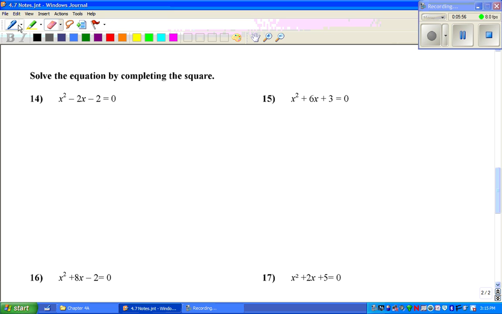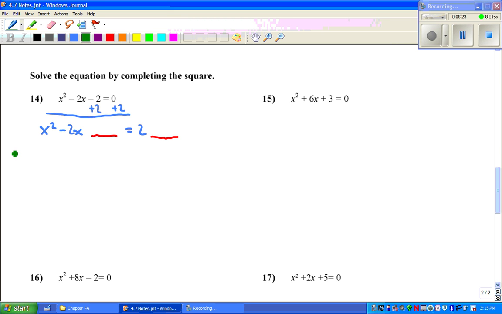So what we're going to do is work on making this side over here a perfect square trinomial. I'm going to get rid of this 2 and this 2 over here, and I'm going to end up with x squared minus 2x. I'm going to leave a blank spot here for a c value, and it's going to equal 2. If I leave a blank spot for my c value, I also have to balance my equation by doing the same thing on the other side.